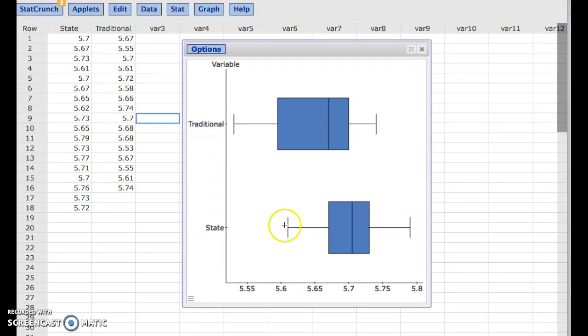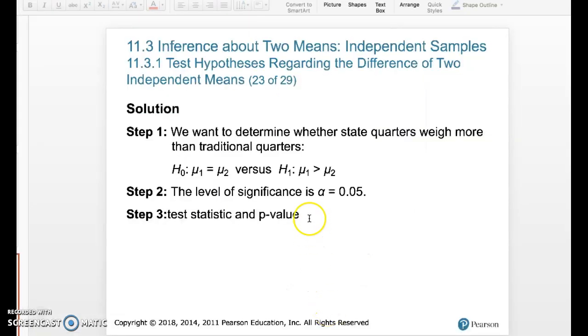The state, this is group 1, this is group 2. So we're saying mean 1 is greater than mean 2 if the state quarters are bigger, or heavier, I should say. We know our level of significance, and we're ready to go to StatCrunch and find our test statistic and p-value.